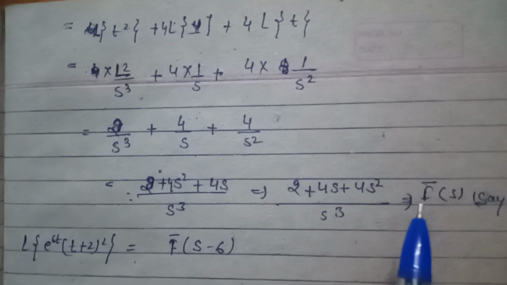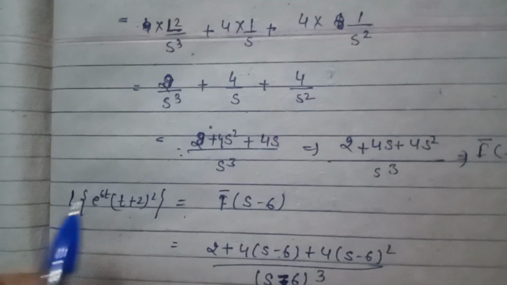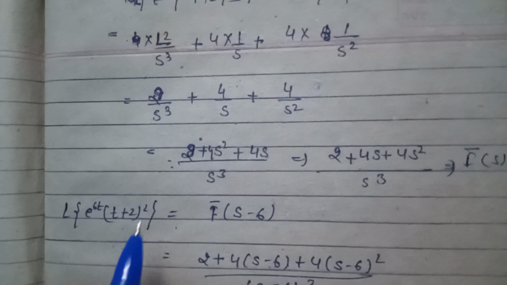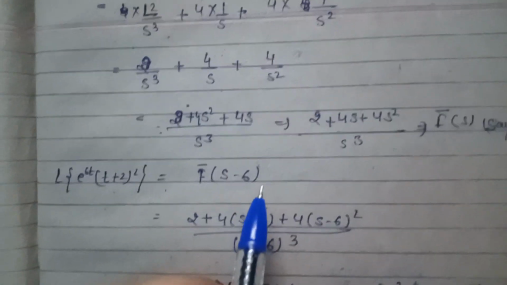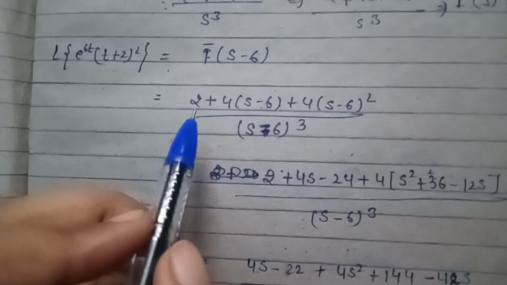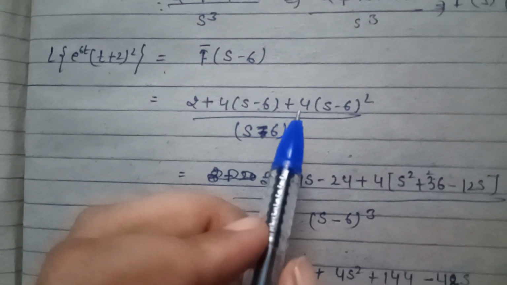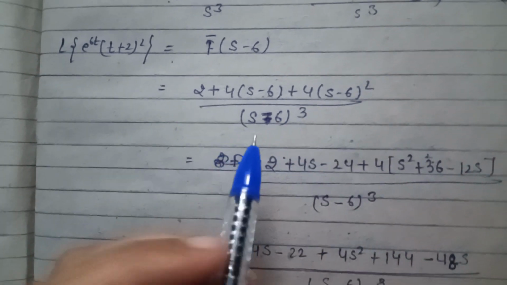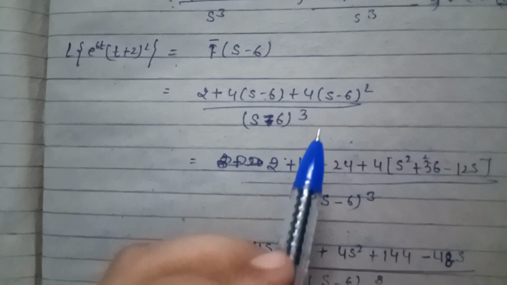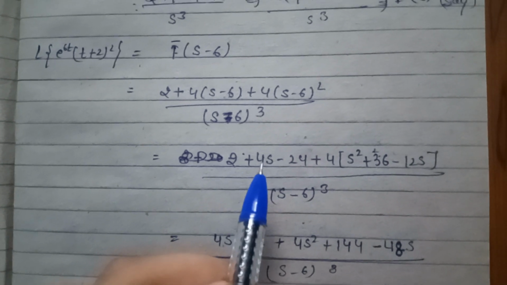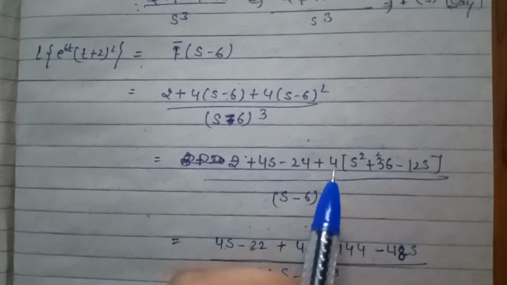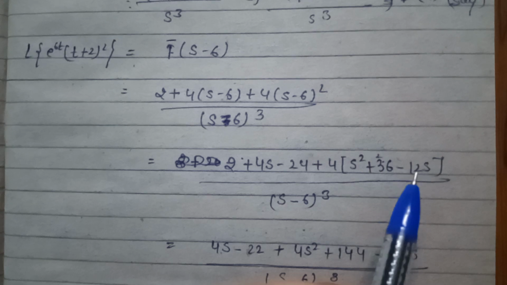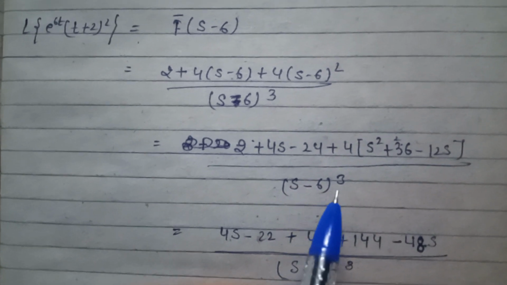So it is f bar s. We can say now Laplace e to the power 6t times (t plus 2) whole square is equal to f bar s minus 6. So which is equal to 2 plus 4 (s minus 6) plus 4 (s minus 6) whole square upon (s minus 6) whole cube, which is equal to 2 plus 4s minus 24 plus 4 s square plus 36 minus 12s upon (s minus 6) whole cube.